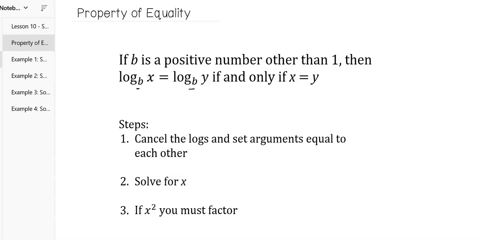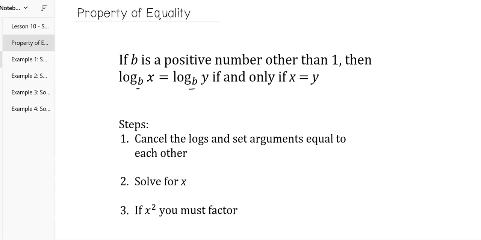So when you go through your steps and you solve and you get your value, you have to make sure that you're plugging it back in to make sure that whatever you plug in, that number you get for x and y, are a number that is positive and not 1. Okay, so our steps that we're going to take is 1, cancel the logs and set the arguments equal to each other. And then 2, solve for x. Okay, and then one other step here that I should add is that at the very end you want to check to make sure that it works.